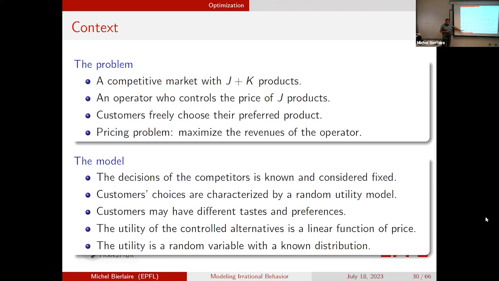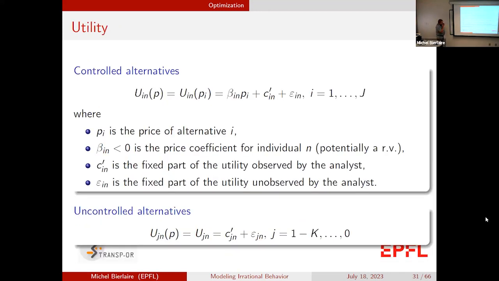And for the rest, the utilities are random variables. We know the specification, we know the distribution. Typically, we take it from a published model in the literature. So this looks like this.